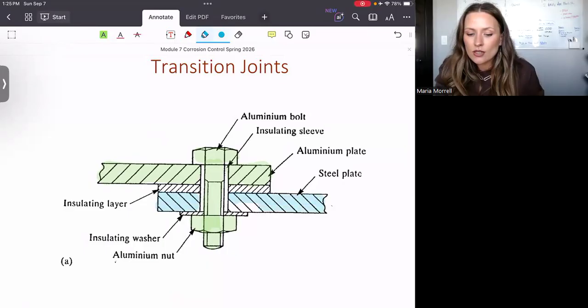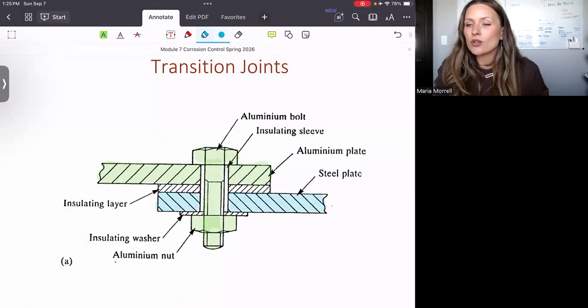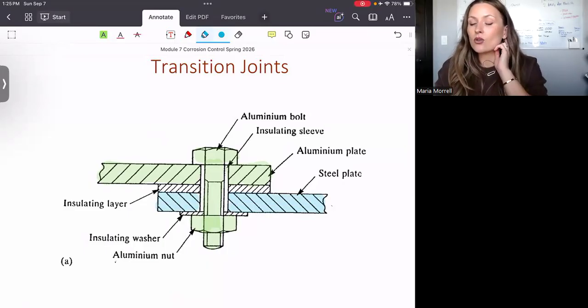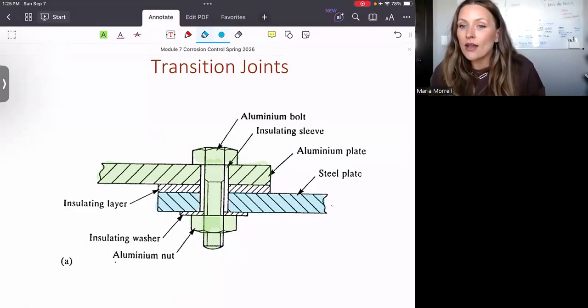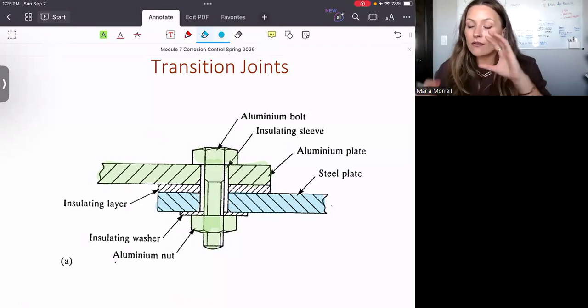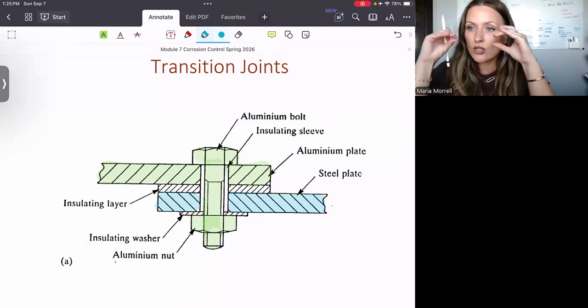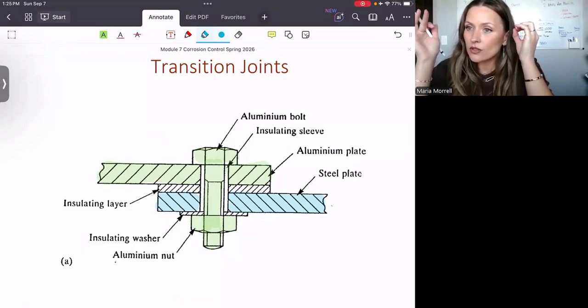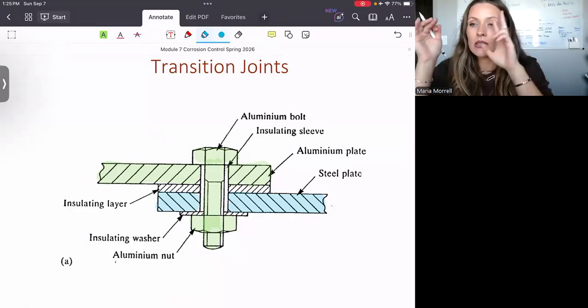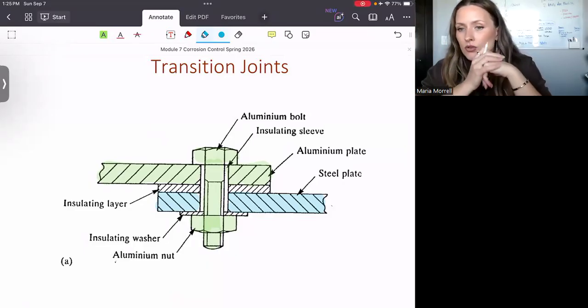I'm not going to jump to the galvanic series because hopefully at this point you've done quite a few exercises and you already know that between aluminum and steel, aluminum is going to be anodic. Aluminum bolt and aluminum plate, there's no concern for galvanic corrosion, but obviously there's going to be a concern for crevice corrosion, okay?